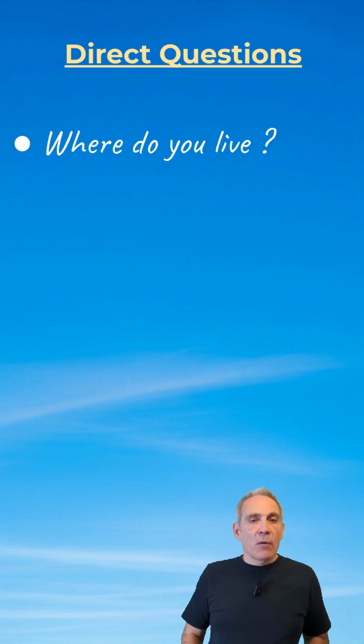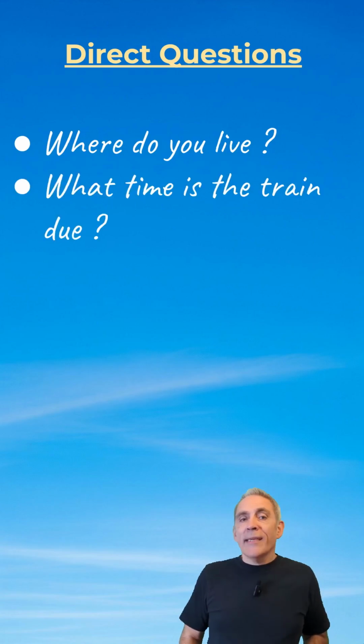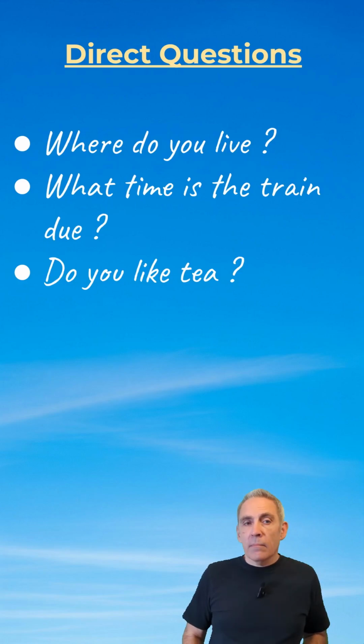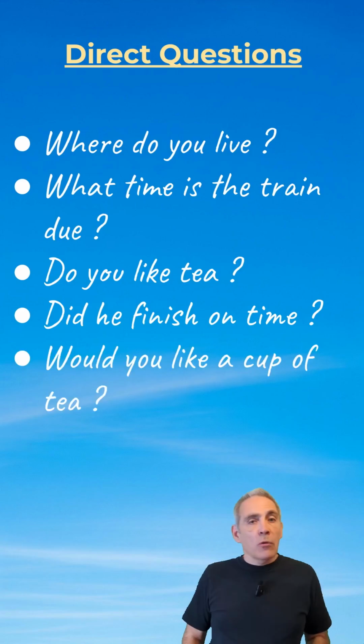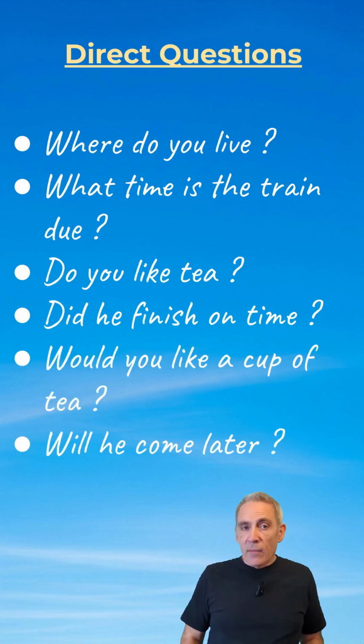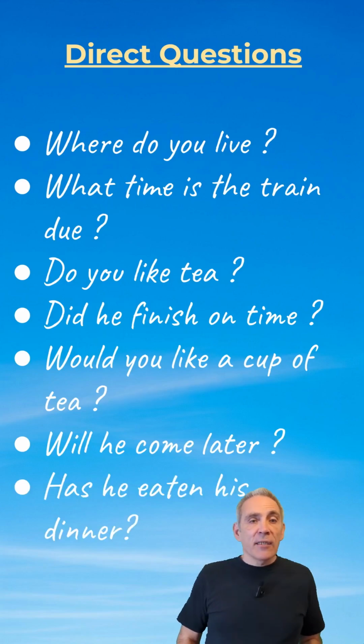Here are some more examples with auxiliary verbs. What time is the train due? Do you like tea? Did he finish on time? Would you like a cup of tea? Will he come later? Has he eaten his dinner?